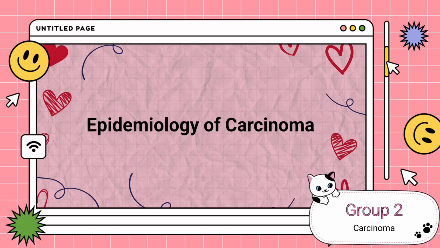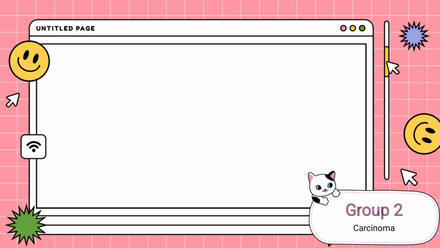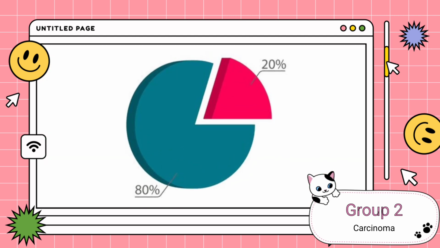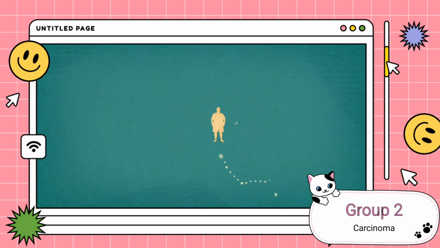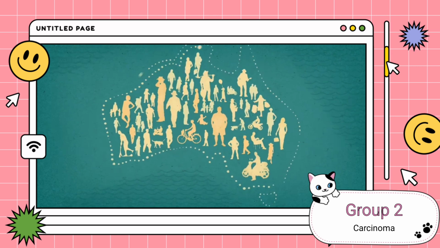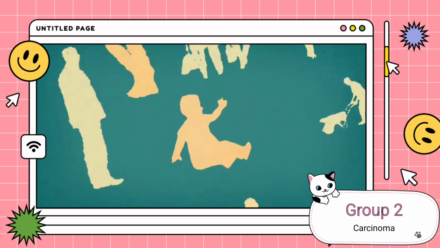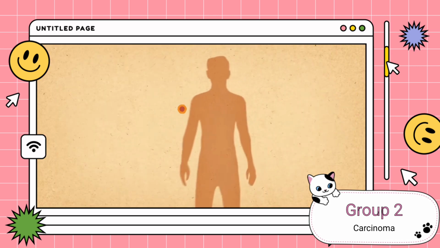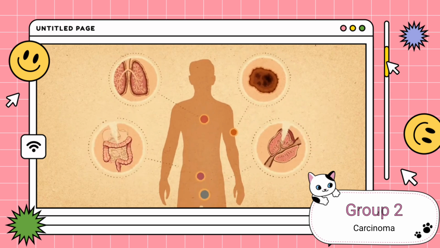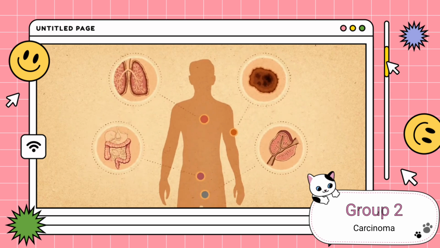Part 3. Epidemiology of carcinoma. Carcinoma is the most common type of cancer, accounting for 80% to 90% of all cancer diagnoses. The global burden of cancer is significant, with millions of new cases and deaths attributed to cancer annually. The most common types of carcinoma vary by region and population demographics.